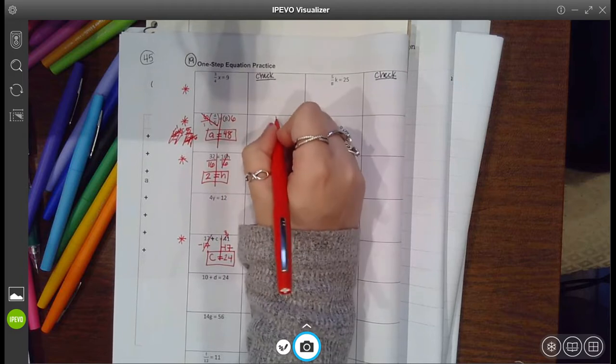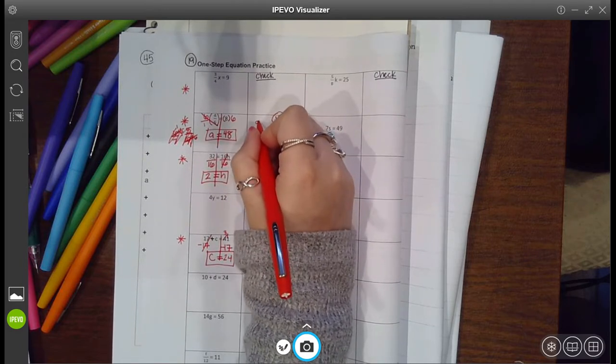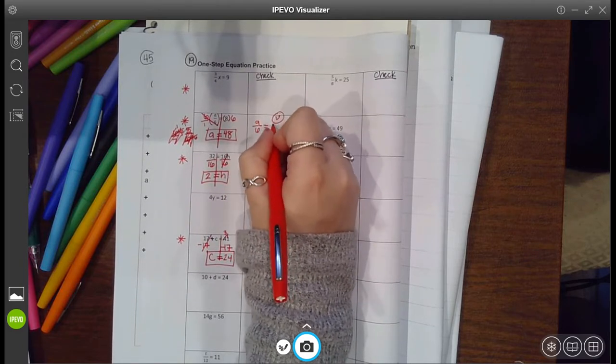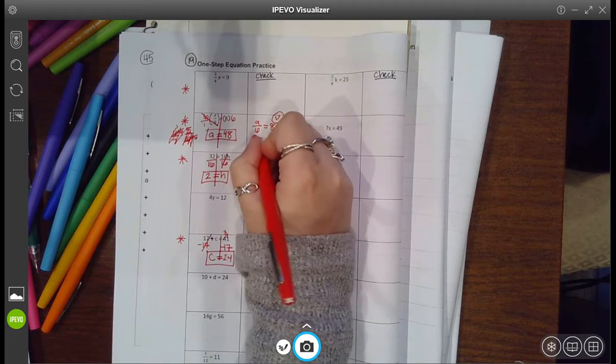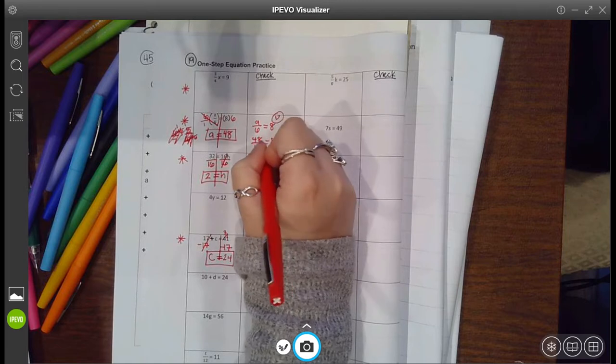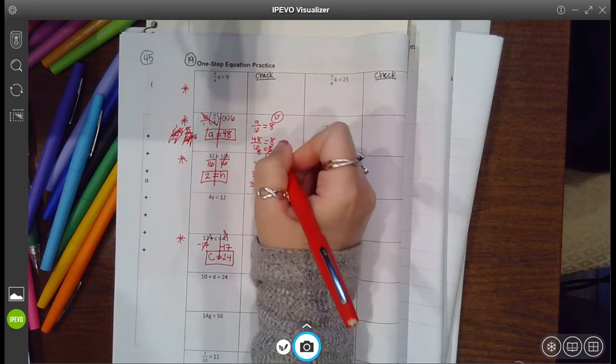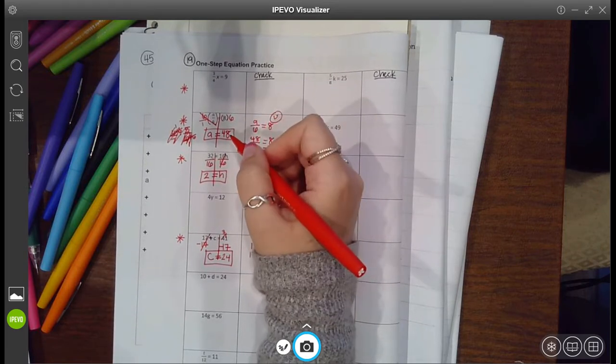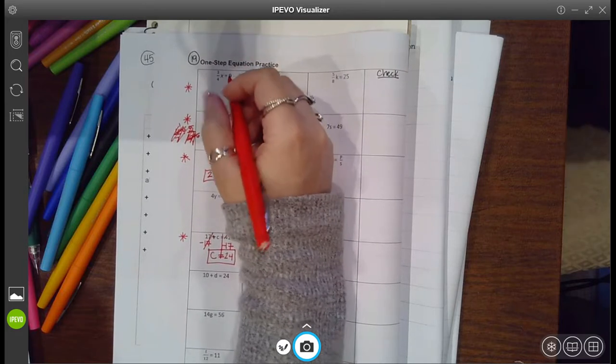Okay, double check that that's right. Here's your initial equation. A divided by 6 equals 8. Replace a with what you think it is. And 48 divided by 6 is indeed 8. That's a true statement, so you know for sure that that was the correct answer. Now let's try this one.